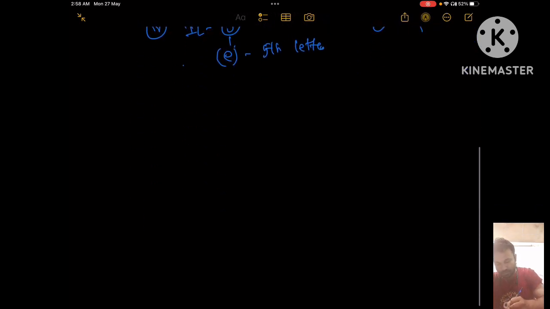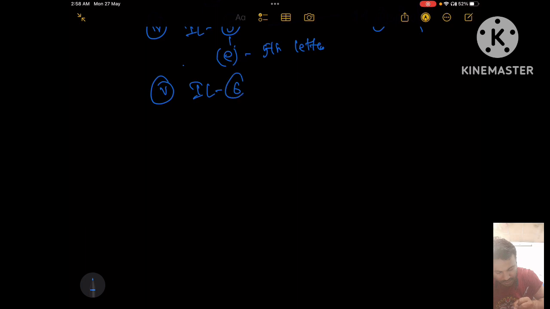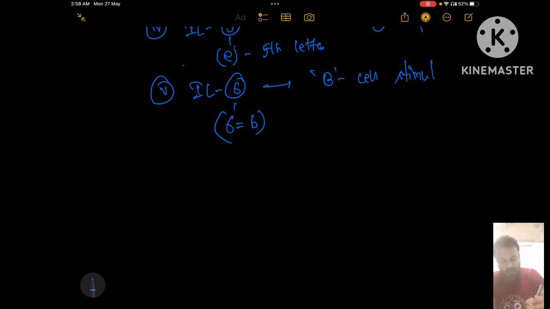Next, interleukin 6. Six resembles a small b. So, B cell stimulation. 6 resembles a small b, so B cell stimulation.